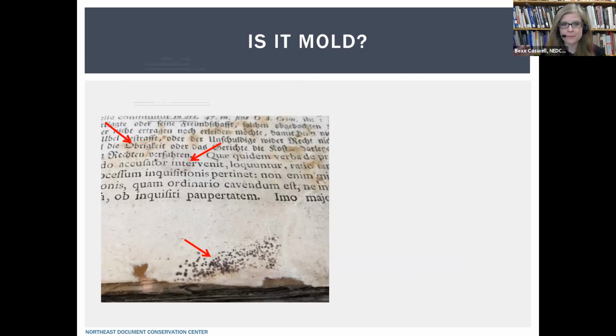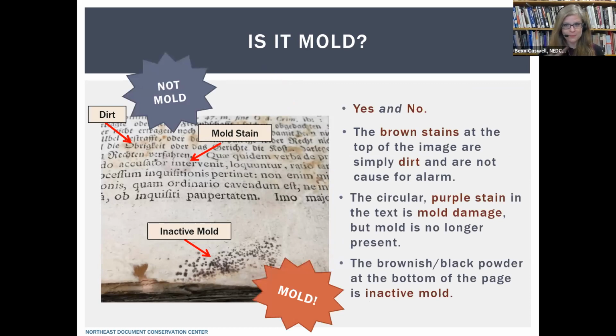All right. So, not mold, but also mold. So the stuff up at the top is just dirt that's kind of caked on. There's a purple mold stain there in the middle. And then down at the bottom, that raised black fuzzy stuff is inactive mold.